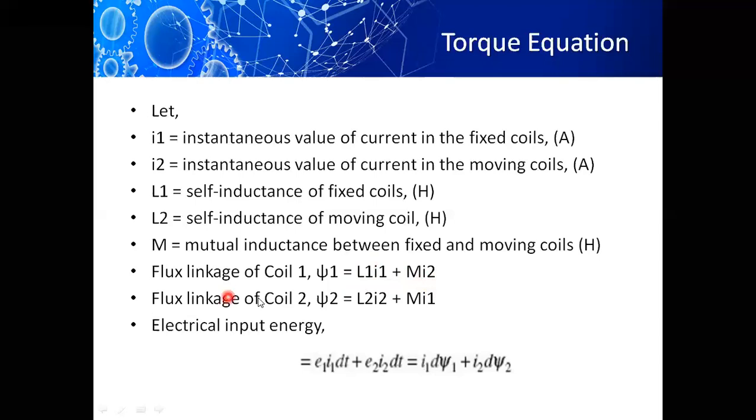Now let us see the flux linkage of coil 2, which is the moving coil. It is equal to L2, the self-inductance of the moving coil, into I2, the current through the moving coil, plus M, the mutual inductance between the fixed and moving coils, into I1. This you must have already studied in basic electrical engineering, about electromagnetic fields, magnetic fields, self-inductance and mutual inductance of a coil and a circuit.